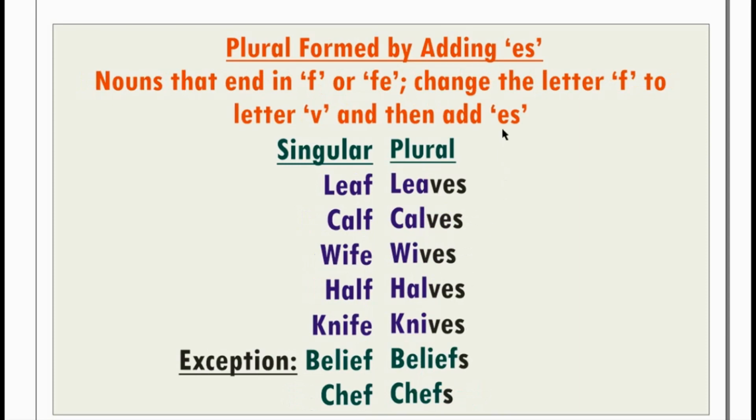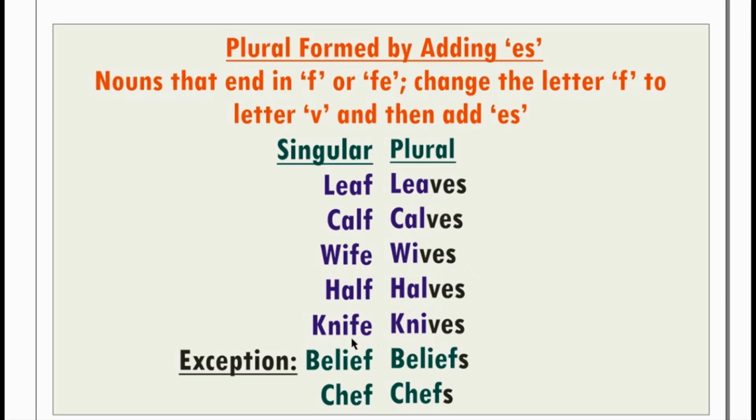We are still on plural formed by adding es. We are still under that. Nouns that end in letter f or letters fe change the letter f to letter v and then add es. For example, leaf. Leaf ends in letter f in the singular form. So in the plural form, what do we do? We change the letter f to letter v, then we add es. Leaf, leaves. Calf, calves. Wife, wives.